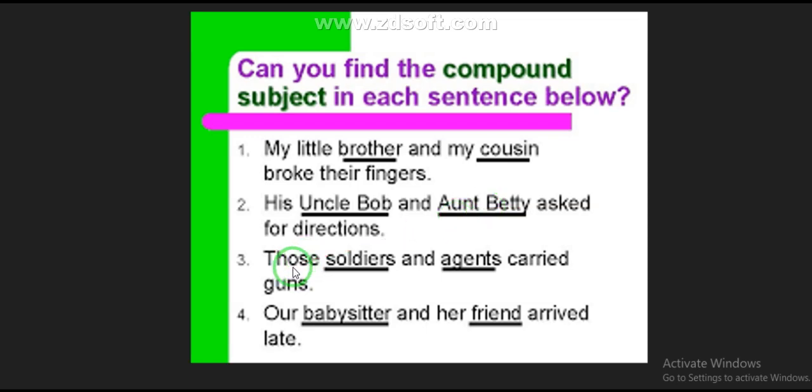Number three, those soldiers and agents carried guns. Here I'm talking about two things. What are they? Those soldiers and agents. So those soldiers and agents, all of this here is the complete subject.